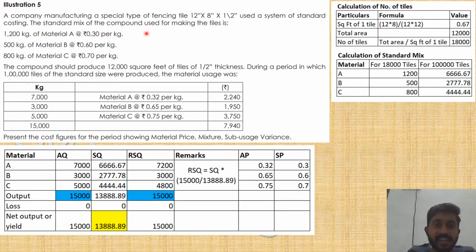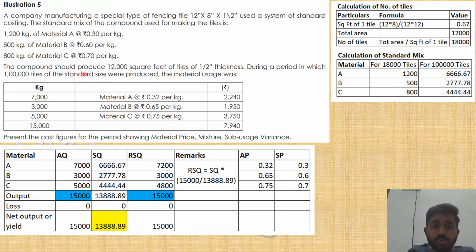So the standard mix of the compound is used to make the tile. There is a compound and those compounds are mixed to make the tile. Usually there is a standard quantity for that compound. So a compound is 1200 kg of material A, 500 kg of material B and 800 kg of material C, and they have also given the prices. They have given the standard mix, which means these are all standard prices. Standard prices are given in the question, so I have taken the standard price as it is: 0.3, 0.6 and 0.7.